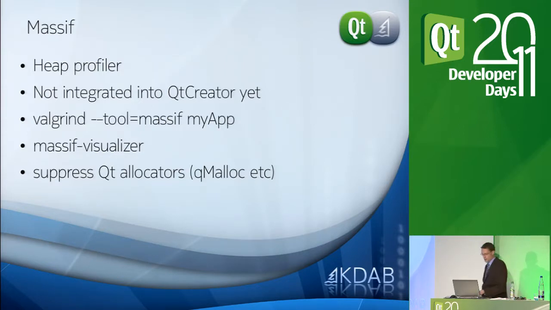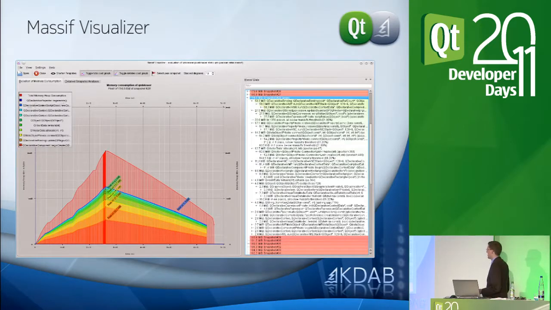But luckily, there is a nice visualization written in Qt, also free software, that shows you a nice timeline of your memory use. And it has the detailed backtraces at the side. So when you select a time slot, you see where all the memory allocations come from. And then you can start looking into optimizing that.